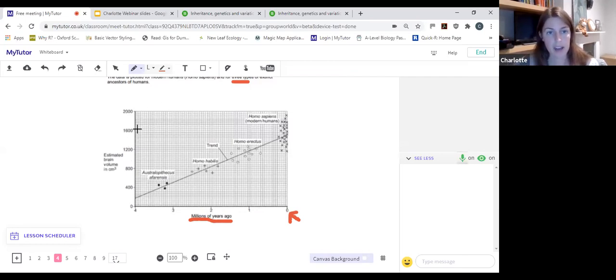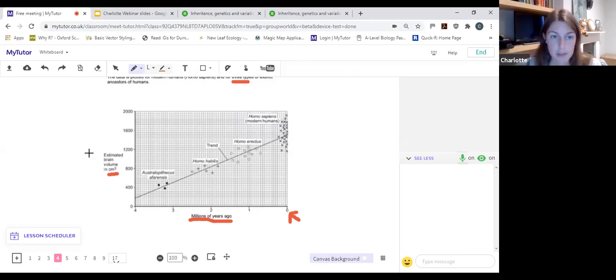So let's look at the y-axis. Y-axis is estimated brain volume in centimeters cubed. So good, they've got a unit there as well. Remember that it's centimeters cubed. They might ask you to do a little calculation and you need to know whether you need to convert it or not. If they ask you for meters cubed rather than centimeters cubed, you need to do that conversion.